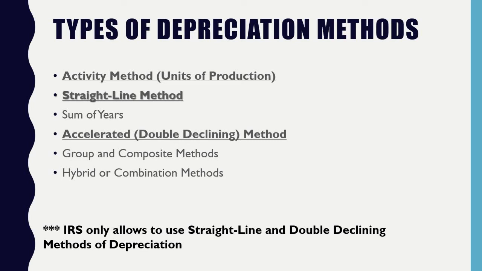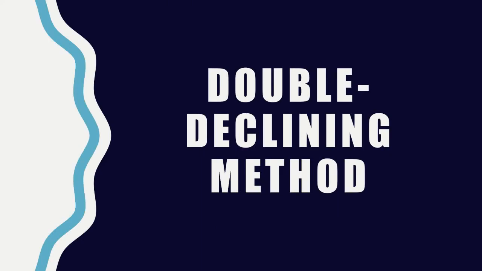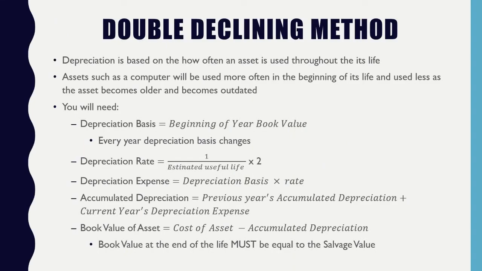And again, we talked about activity-based earlier. Now we're moving on to accelerated, also known as the double declining method. So let's talk about why we would use double declining. When we buy our fixed assets, the idea is that we want to depreciate it twice as fast, because usually in the beginning of its life, you tend to use it more often than you would in the last years of its life.